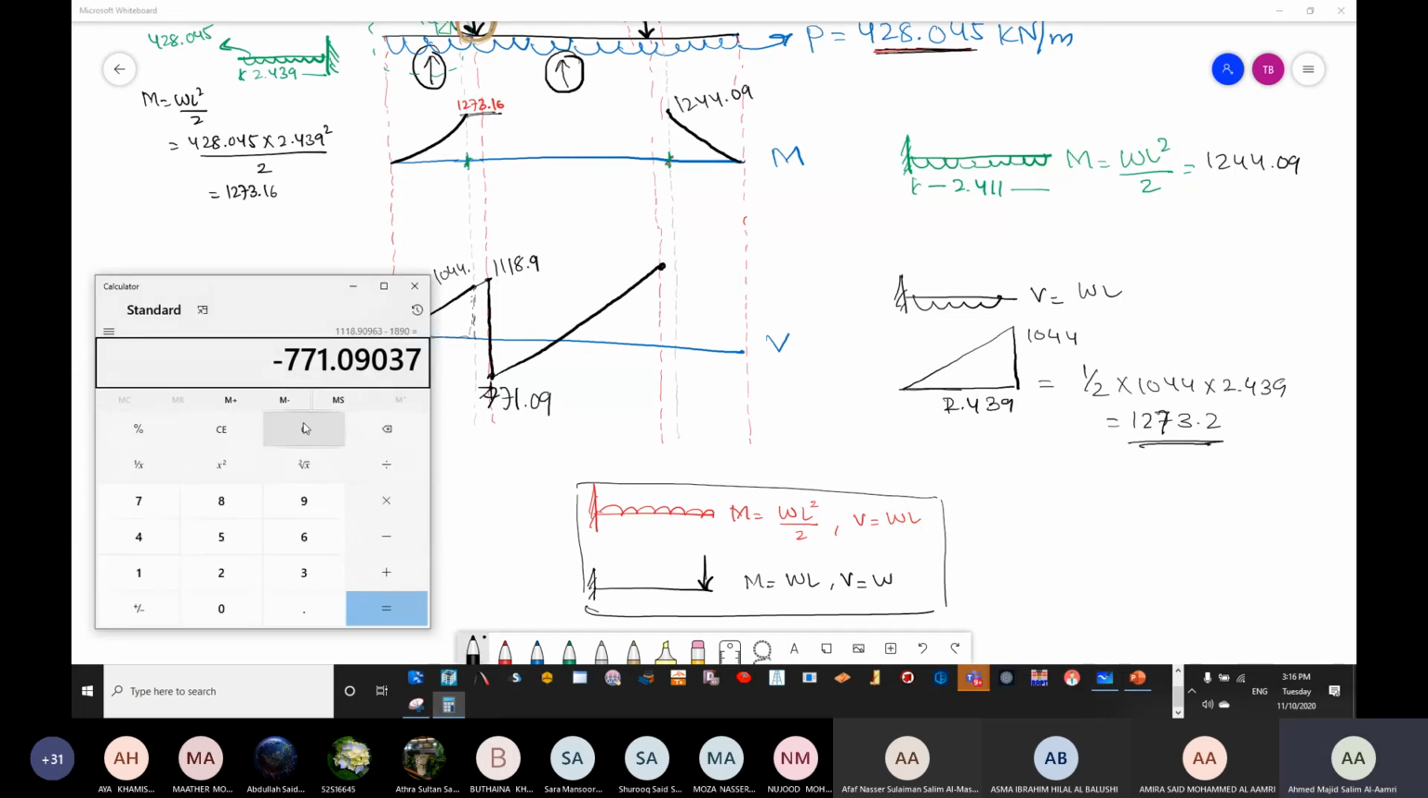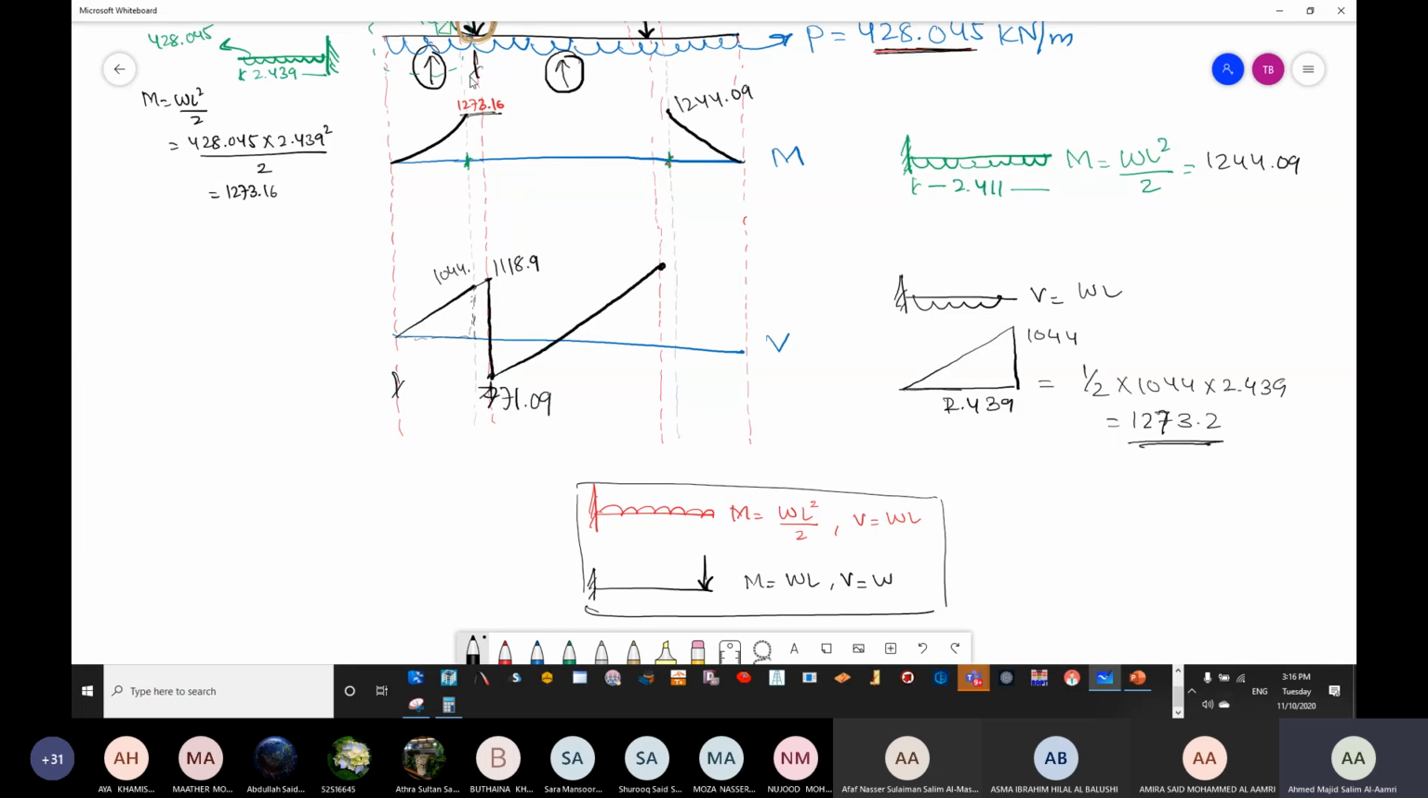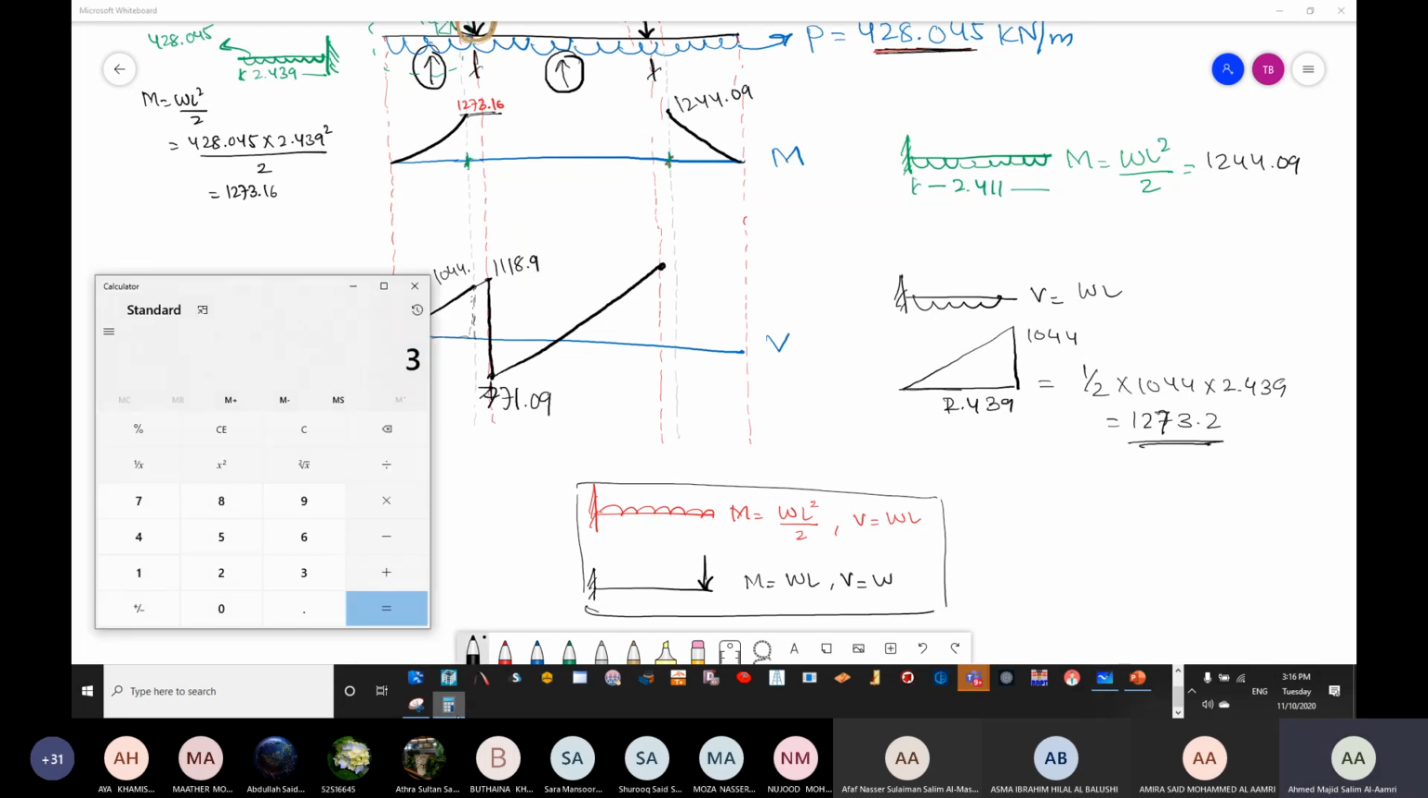How to find the upward force? The distance between this center of the red color to the center of the other column is 3.5. So what I need to do is first multiply 3.5 by the pressure, which is 428.045. The upward force now equals 1498.1575. And then we have negative 771.09.